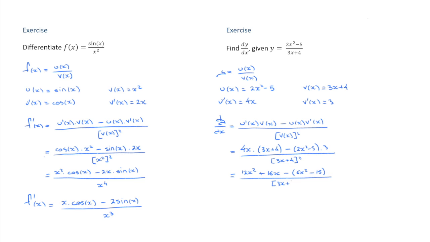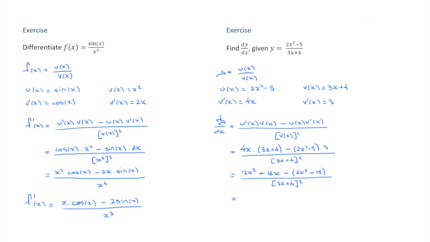Notice that we rarely distribute the denominator. We tend to leave it as an expression squared, because very frequently we'll be interested in studying the sign of the derivative, and if it's squared, it's positive. It therefore makes our life easier to leave it that way.